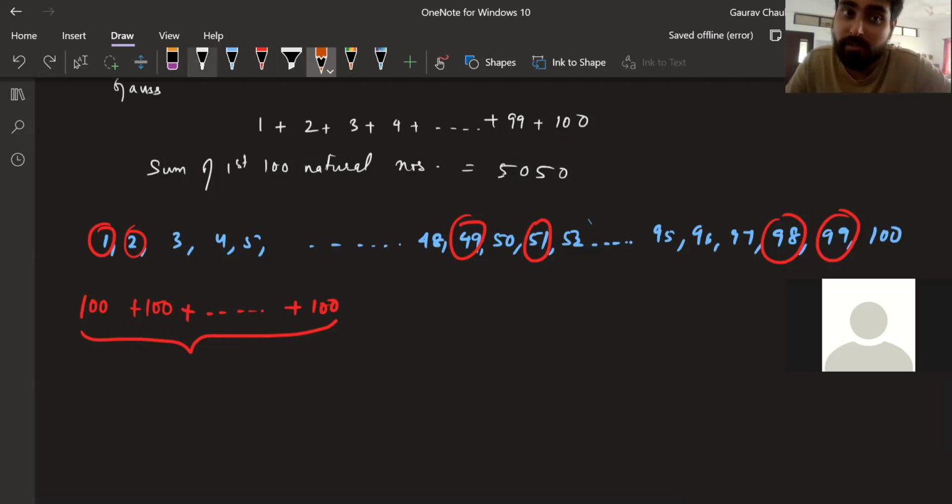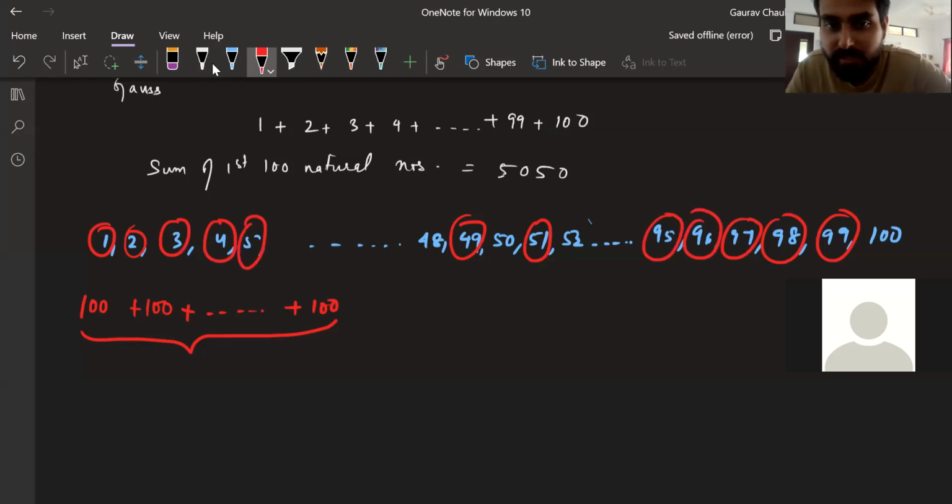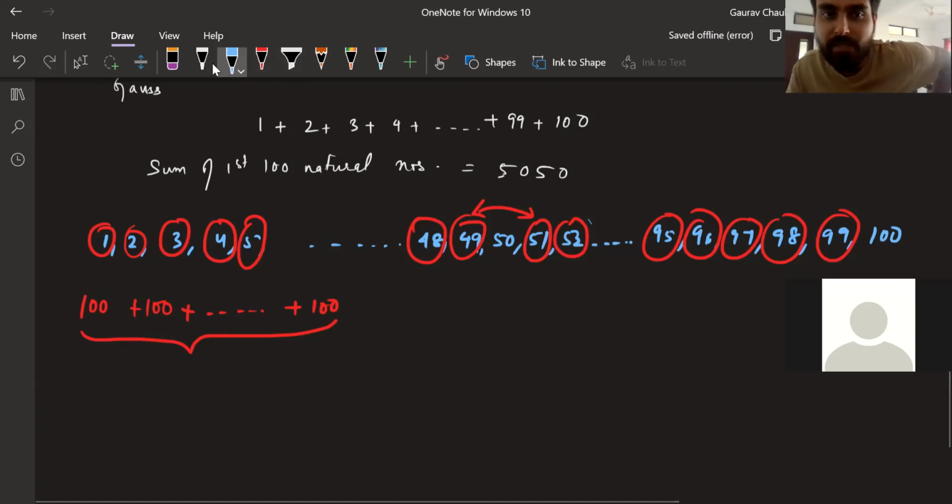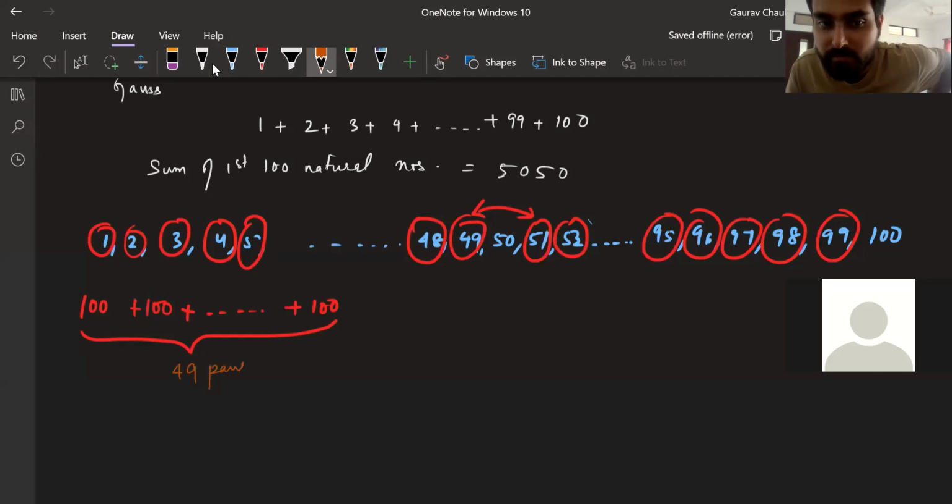Okay, nice. Till here, till the numbers which we have circled, 97 plus 3, 4 plus 96, 5 plus 95, like that we can reach till here, right? 49 plus 51. So how many hundreds are there? How many such pairs are there? 49 pairs, right? So there are 49 pairs like this.